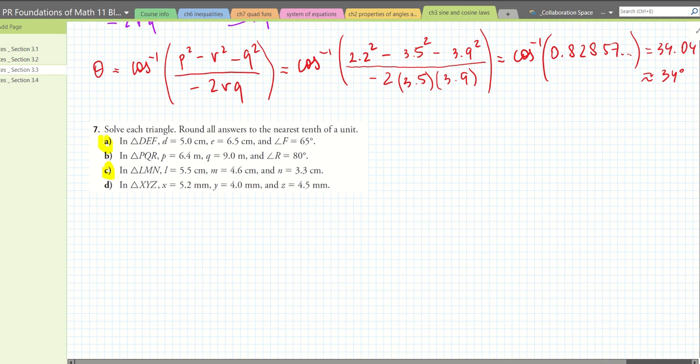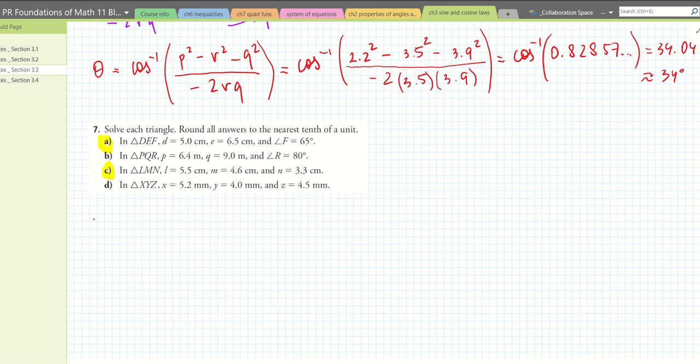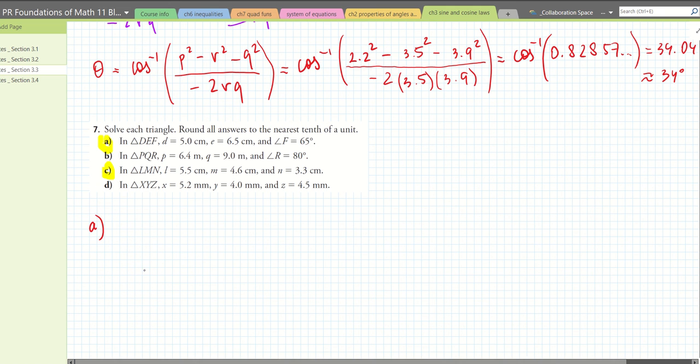In A, you're given a triangle DEF. You're given two sides, D and E, and you're also given angle F. So you're missing two angles and one side. So first, just make a diagram. So for part A, let me use a different color here. Part A, we're going to make a triangle first. Okay? You're going to pick some letters, well, some angles, doesn't matter which one is which here.